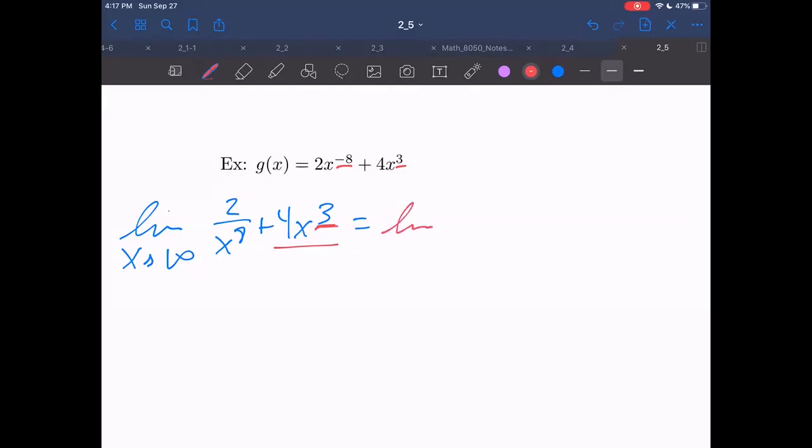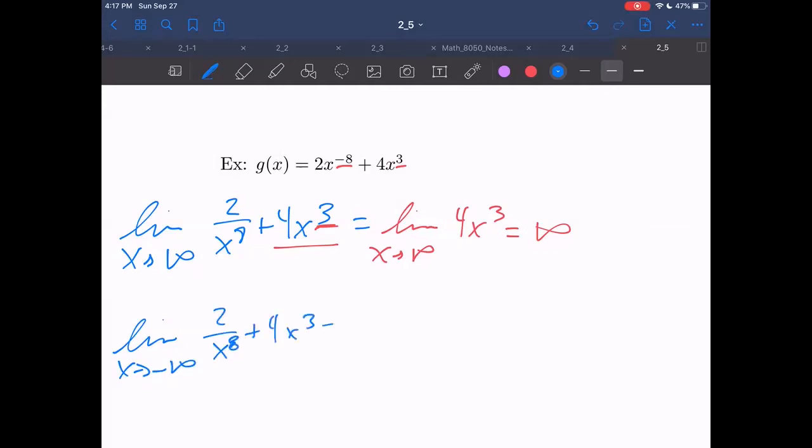So this is equal to the limit as x approaches infinity of 4x to the 3rd. Because that's odd, and we're approaching positive infinity, our function will approach positive infinity. Then we can do the limit as x approaches negative infinity of our function. Again, we take the limit as x approaches negative infinity of 4x cubed. Because this is odd and we're approaching negative infinity, our result is negative infinity.